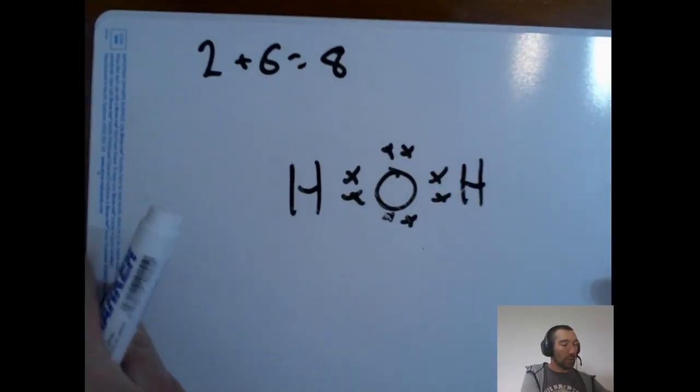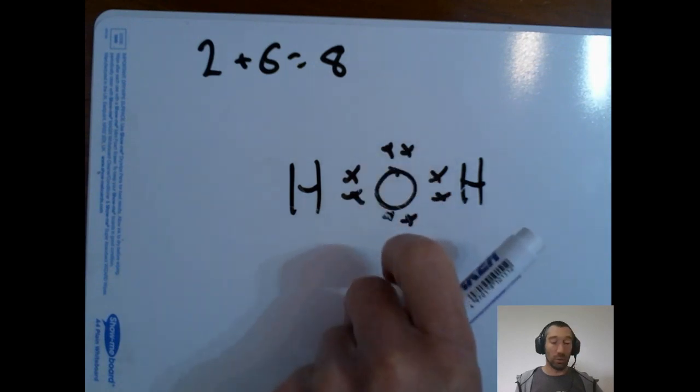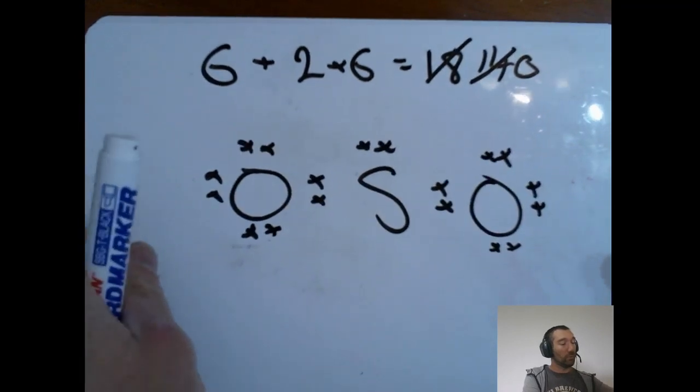H2O, easy money really. There's not really much that can go wrong with that one. 8 electrons only, the H's only need 2, so the oxygen gets 2 lone pairs on it. And the last one is this one, and I haven't finished it.